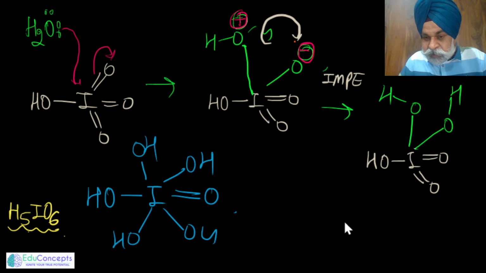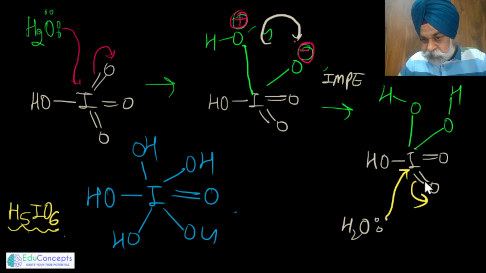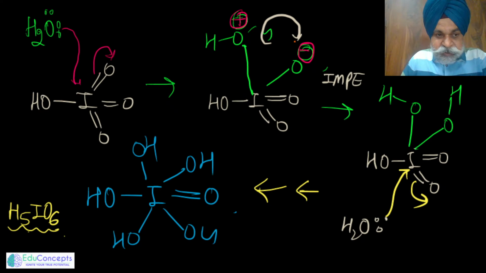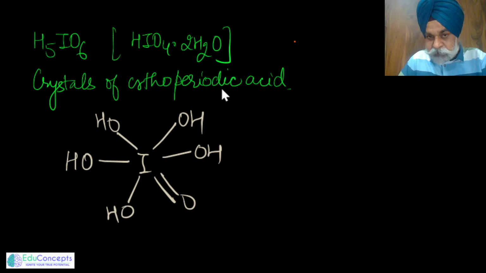And similarly, you attack another water molecule into it. If you attack another water molecule into it, this goes like this. So this also would develop two OH groups onto this double bond O, and ultimately you reach this entity, which we are calling the crystals of orthoperiodic acid. This I just wanted to tell you. Now coming on to the mechanistic viewpoint.